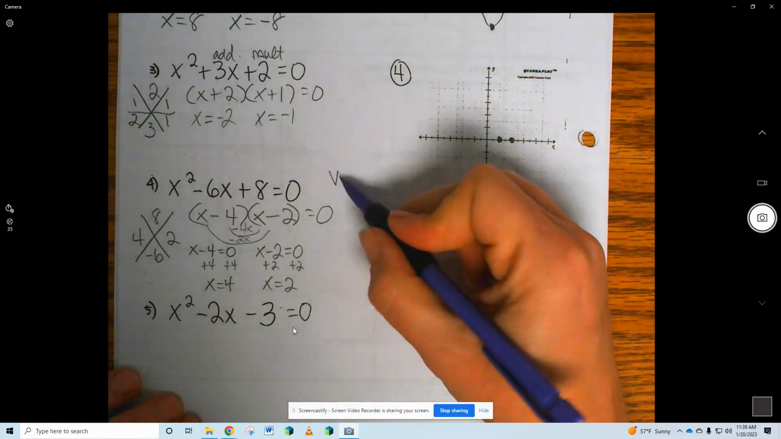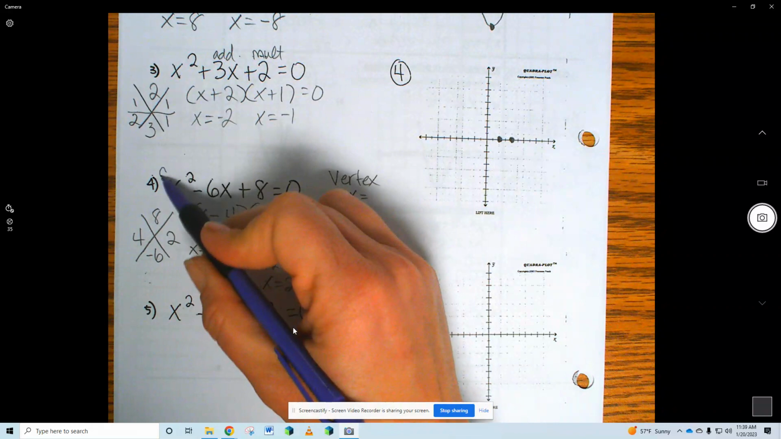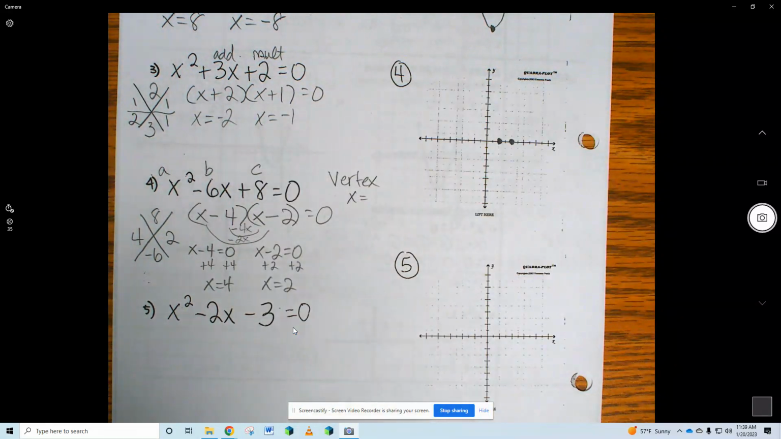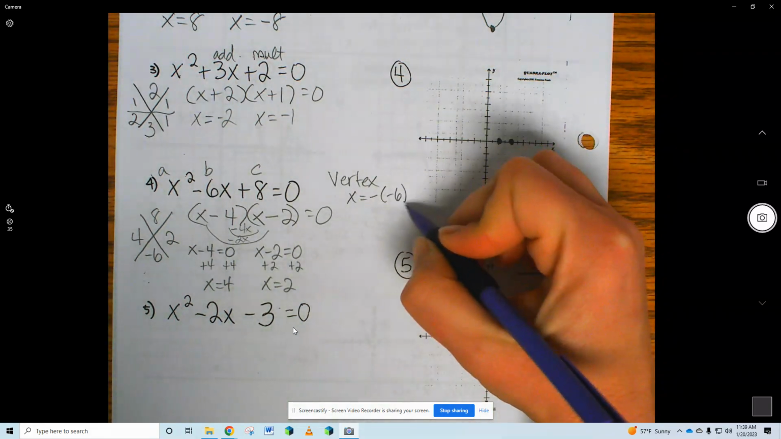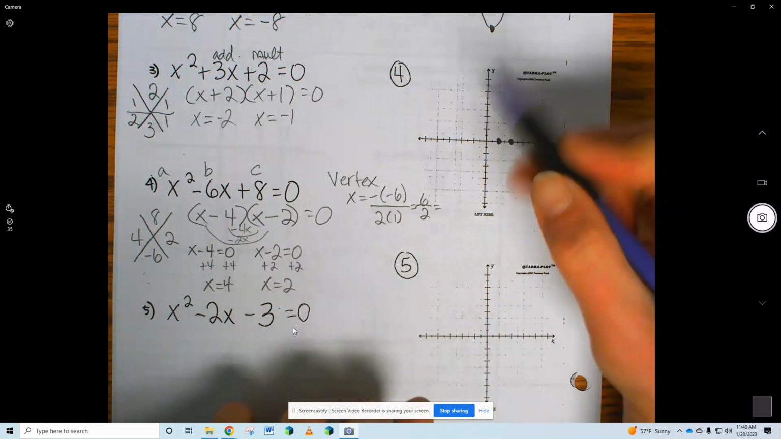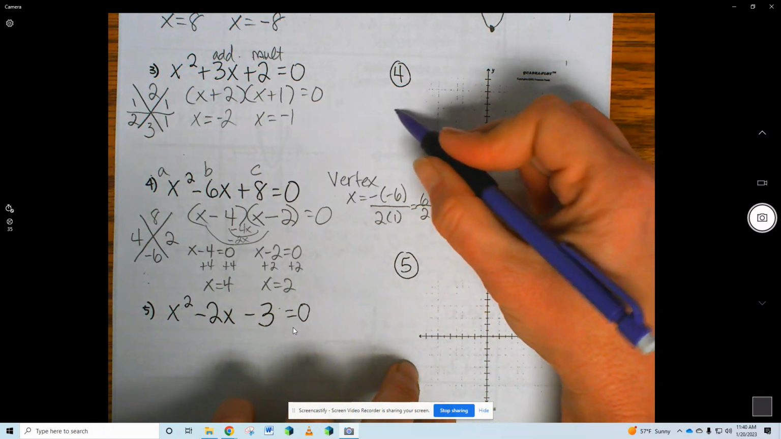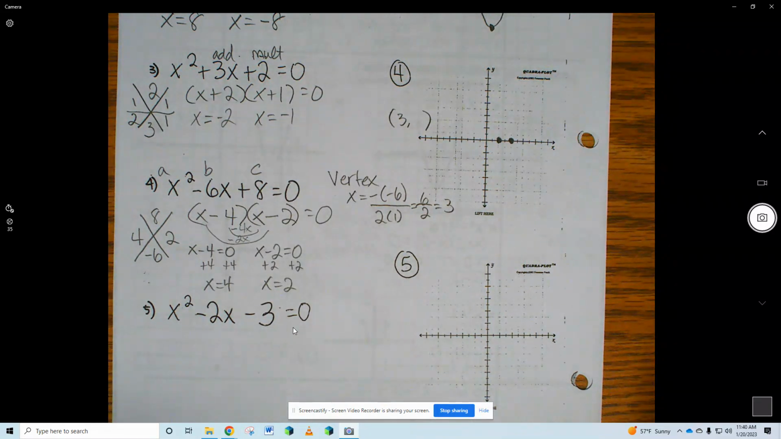Okay, the vertex. x equals negative b. a is 1. b is negative 6. c is 8. Negative b is going to be what? Negative 6 over 2 times 1. 6 over 2. 3. 6 divided by 2 is 3.